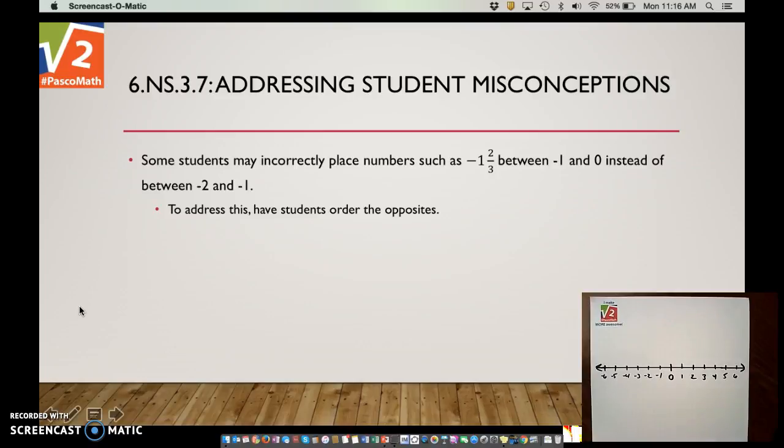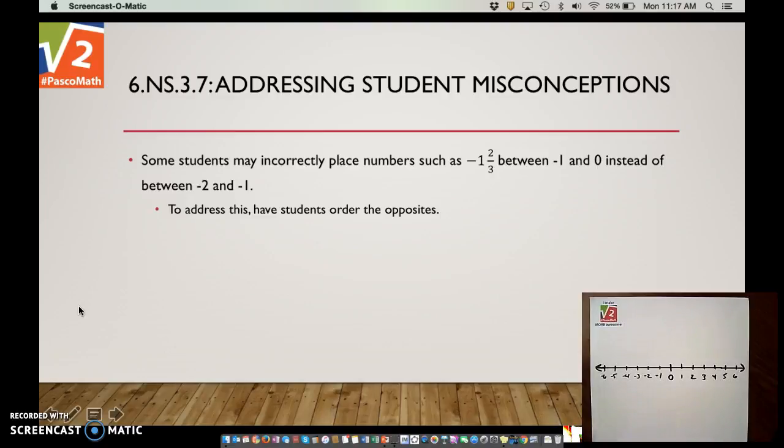So anticipating some student misconceptions and how to address those. Some students may incorrectly place negative 1 and 2/3 between negative 1 and 0 here instead of between negative 1 and negative 2. It's a common misconception, and especially when they're trying to place, they just mix up the value of that number, especially negatives.